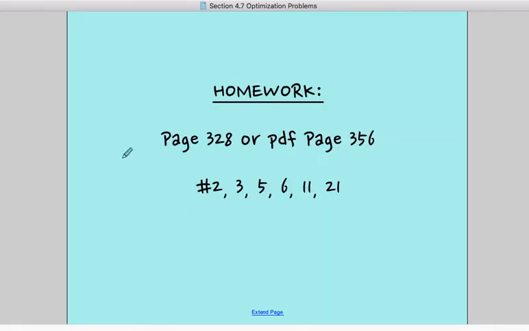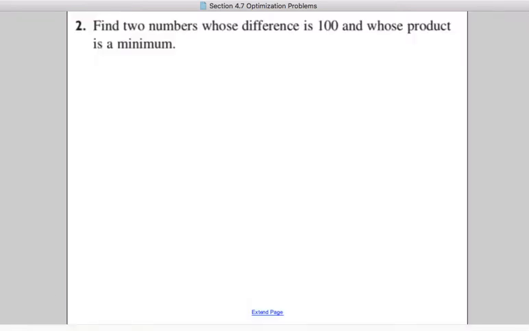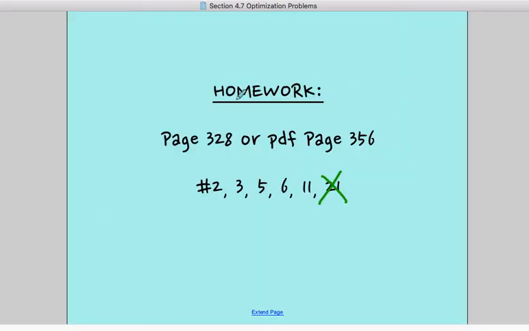Here is your homework assignment, and we're actually going to go through a few of them, get you started together. Number 21 we're not going to do today, but we're going to do these 5 problems. So the first one is number 2. So maybe you want to pause the video, get out your notebook, write this down, and I'm going to go through each one of these. So 2, 3, 5, 6, and 11.